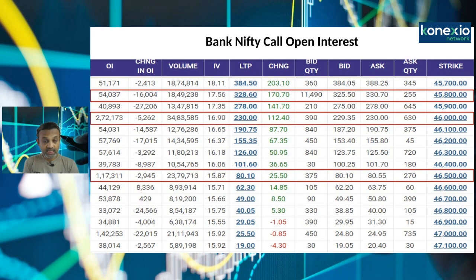Implied volatility is slightly higher. You can clearly see it is between 15.87 to almost 17.56. So this implied volatility is slightly higher. There could be a gap up opening on Monday because the US markets were positive.